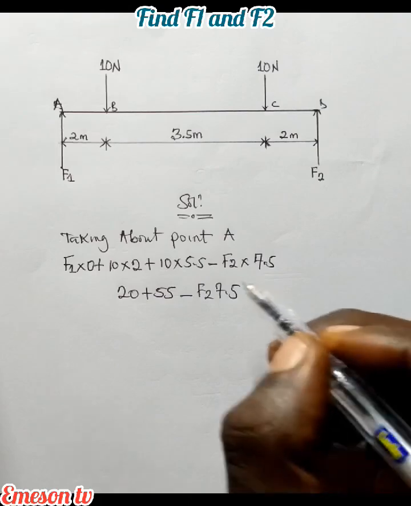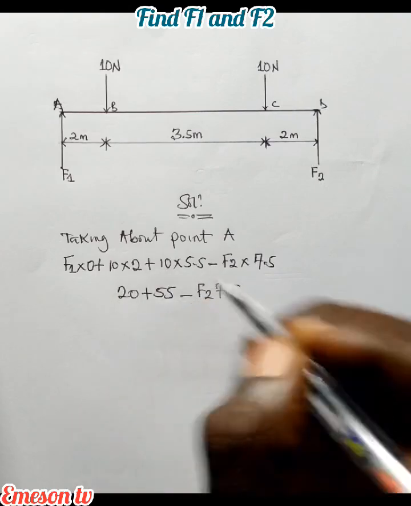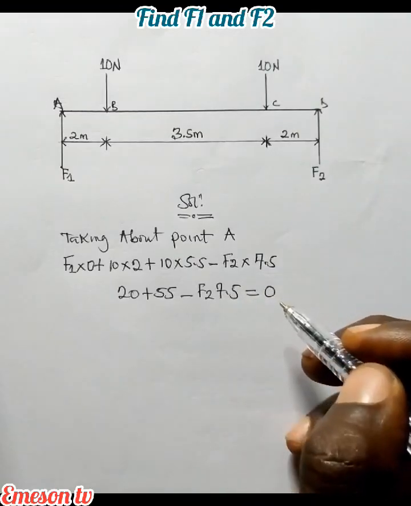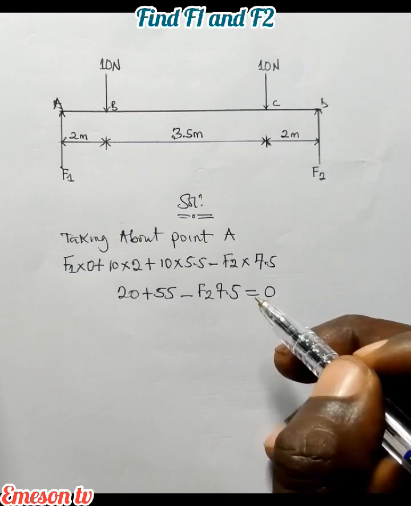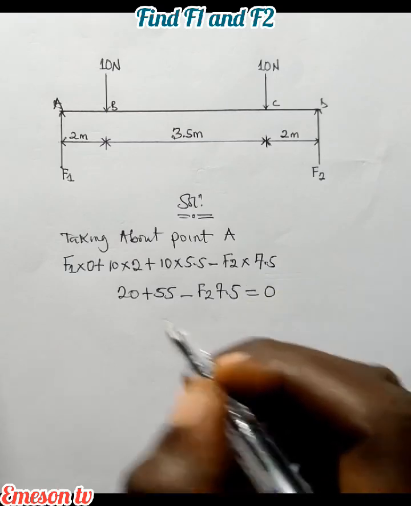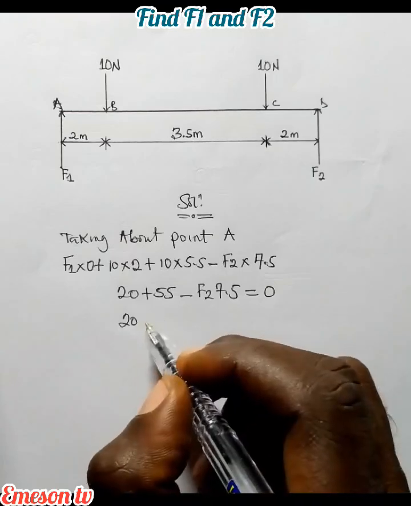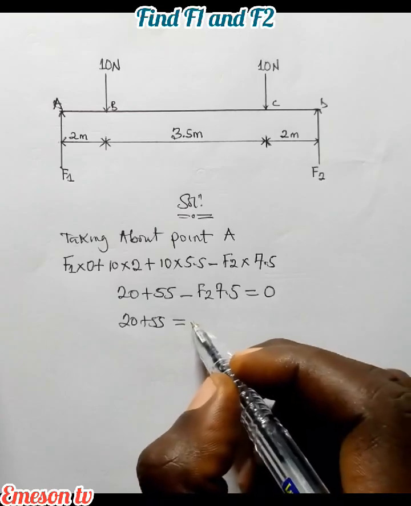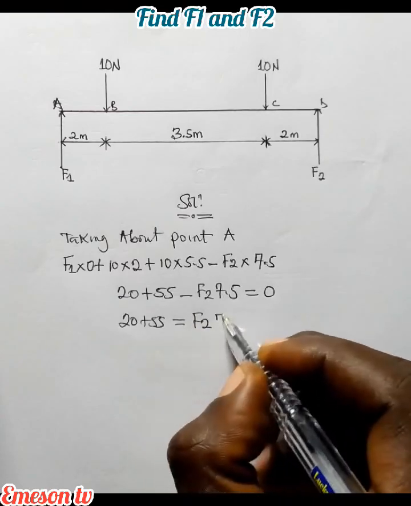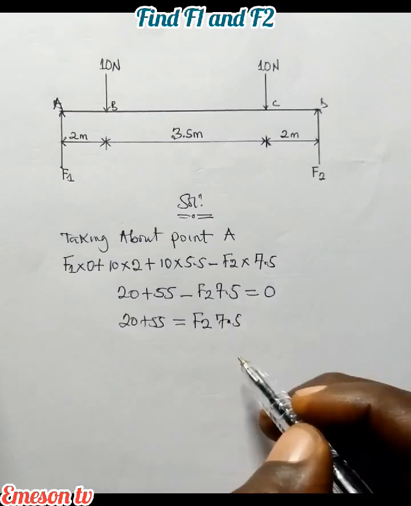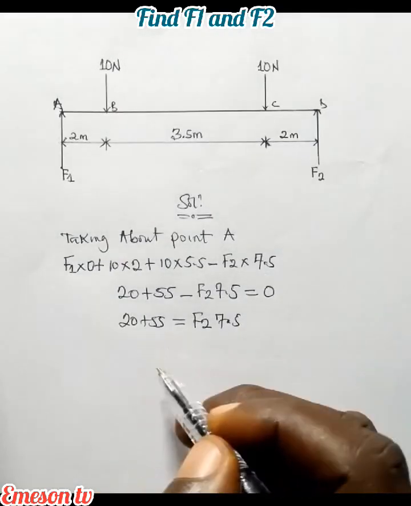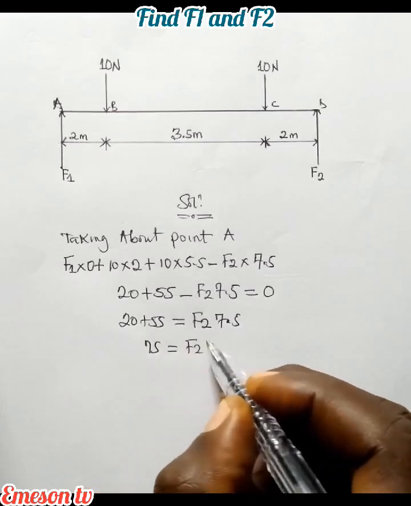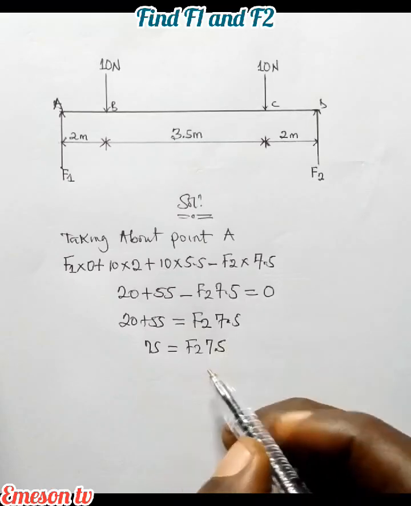times 7.5. Now I can say that this is the algebraic sum of moment about point A, and all of them will be equated to what? 0. Because in equilibrium they say that algebraic sum of moment about any point is equal to what? 0. So I can say that 20 plus 55. We'll take this to the other side to become F2 positive now, 7.5. So 20 plus 55 will give us 75 equals F2 times 7.5.